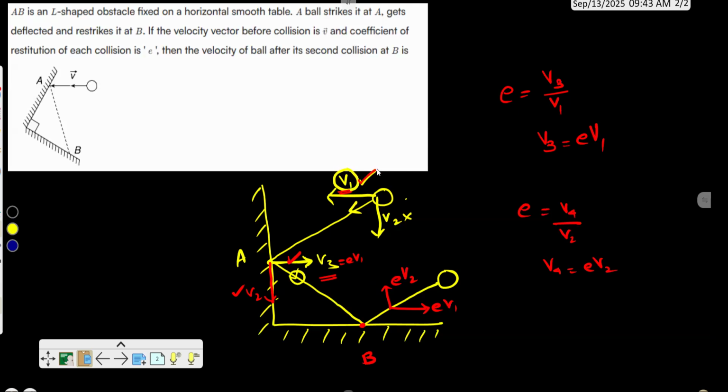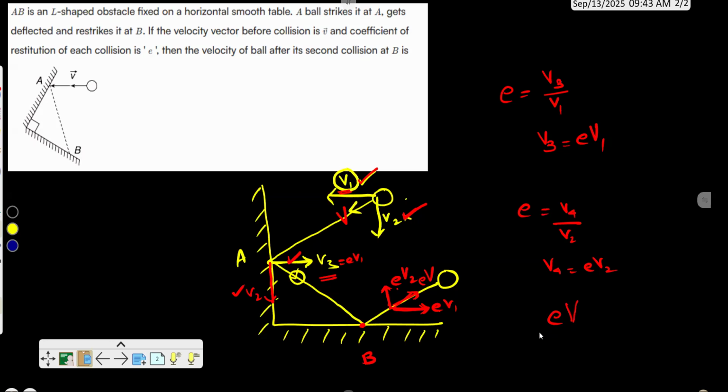Previously, when V1 and V2 were there, the velocity was taken as V. Now, when EV2 and EV1 are there, their resultant would be E into V, because EV1 is present in the horizontal direction and EV2 is present in the vertical direction. So the final velocity of the ball is E into V.